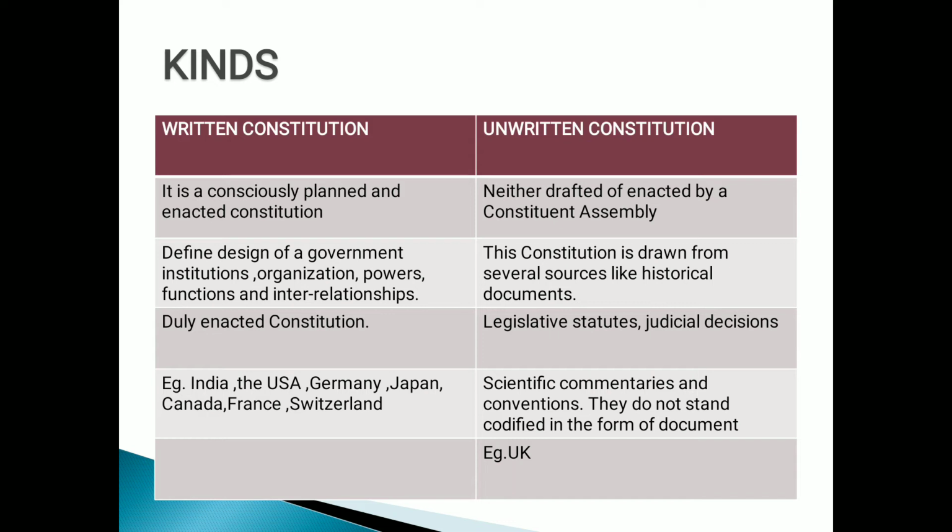Clear? Now, it is a planned and enacted constitution which is formulated and adopted by a constituent assembly or a council or committee or a legislature. So it is a planned and an enacted constitution, and who has adopted it? Obviously the constituent assembly that has drafted the constitution. Clear, everyone? It provides for a definite design of government, institutions, their organization, power, function, and interrelationships. It embodies the constitutional laws of the state, and enjoys a distinct character, especially purity and a place of supremacy.